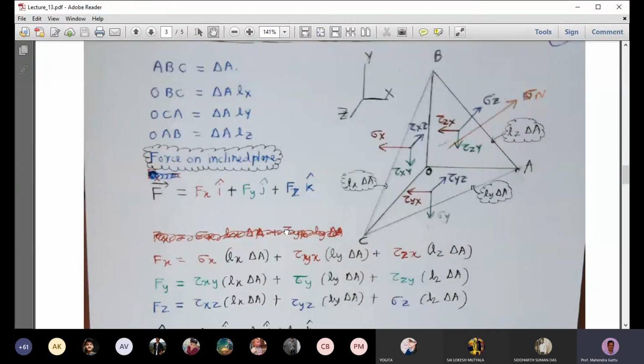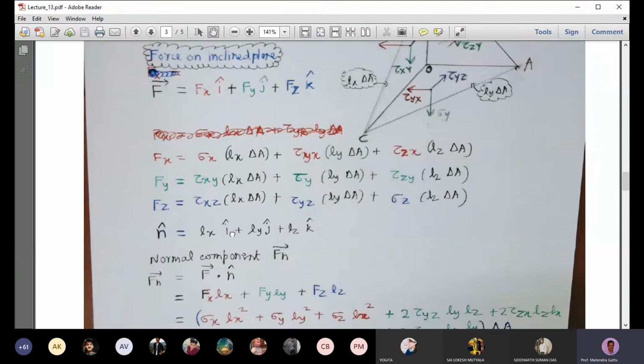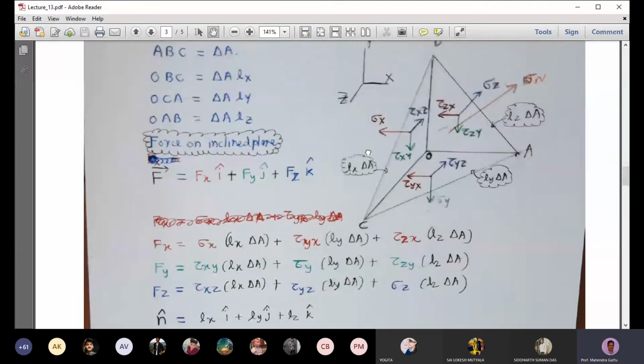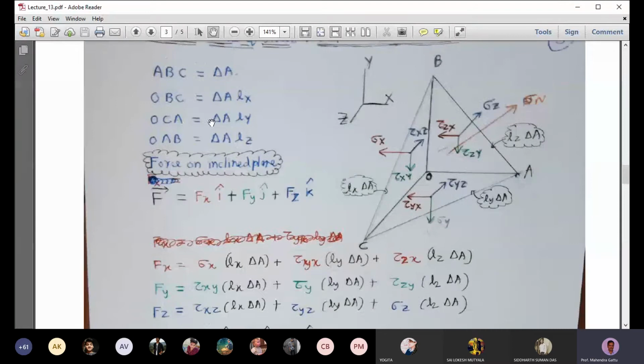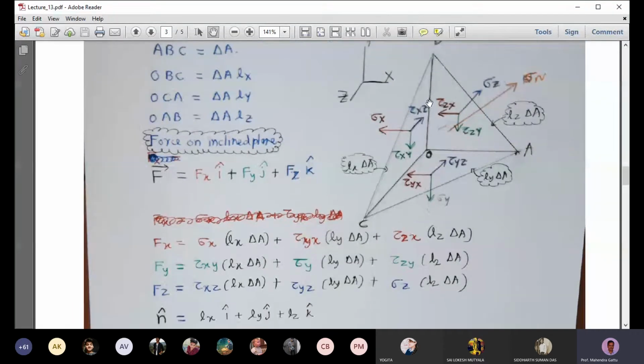So the vector n is Lx i cap. If you project it onto the YZ plane, we get delta A Lx, onto the XZ plane, we get delta A Ly, and onto the XY plane, we get delta A Lz. So we can get the area of those planes. Now we just have to multiply the stresses with the area. For the Fx calculation, we multiply sigma x times Lx delta A, tau yx times Ly delta A, and tau zx times Lz delta A. So that is the first equation.